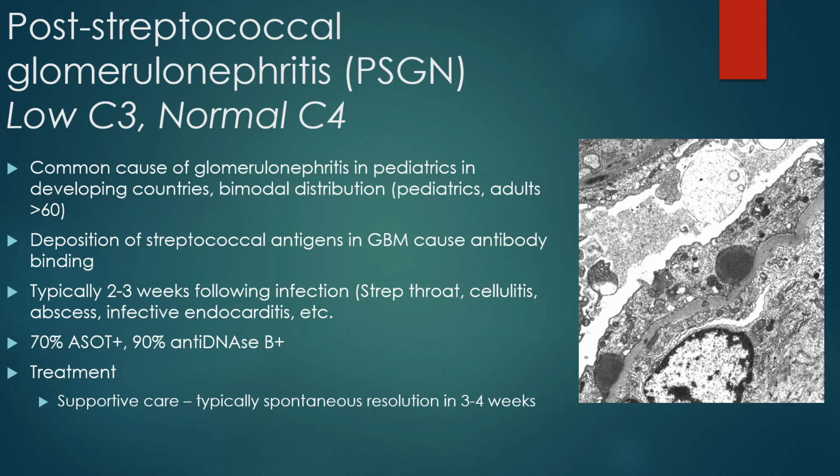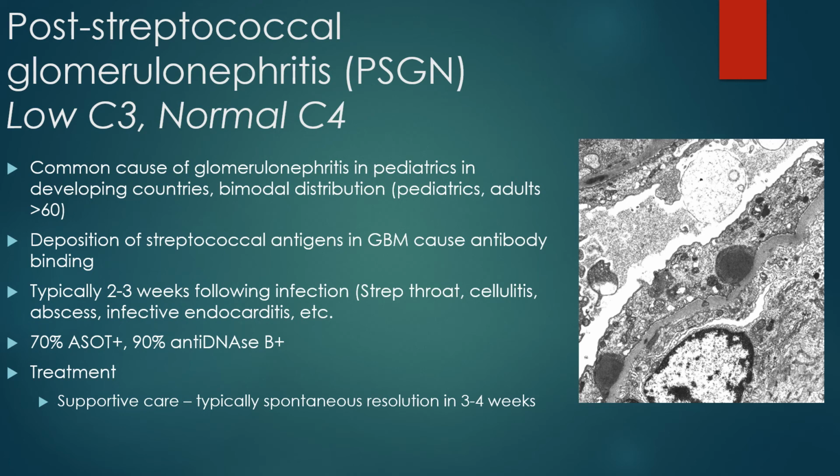It's a common cause of glomerulonephritis in pediatrics in developing countries, but can have a bimodal distribution, also being prevalent in adults over the age of 60. It's characterized by the deposition of streptococcal antigens in the GBM, which cause antibody binding. This typically occurs 2 to 3 weeks following an infection with streptococcus, such as strep throat, cellulitis, abscess, or infective endocarditis. In terms of serologies, 70% of patients will be positive for anti-streptolysin O titer, and 90% of patients will be positive for anti-DNase B.